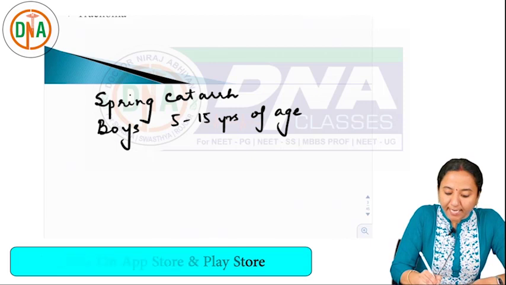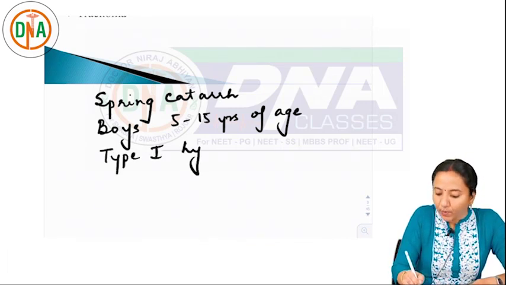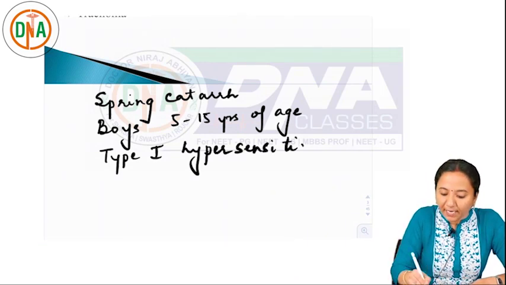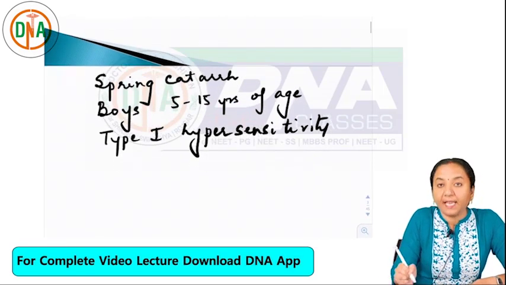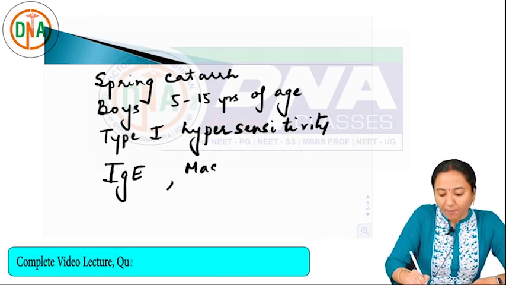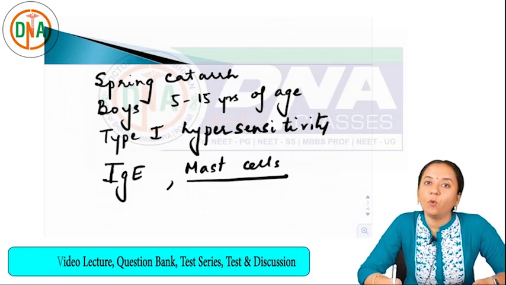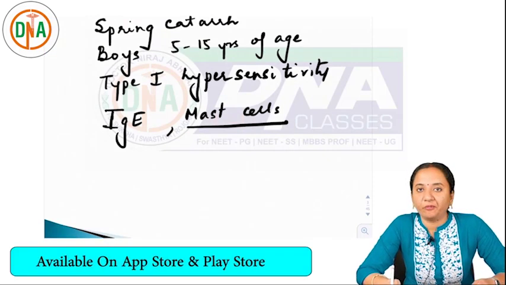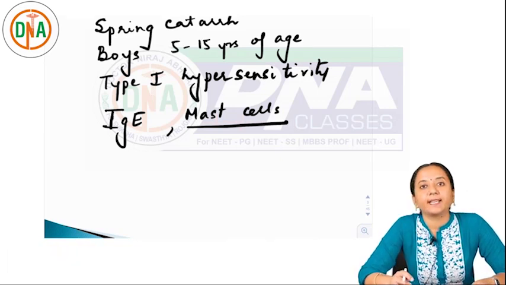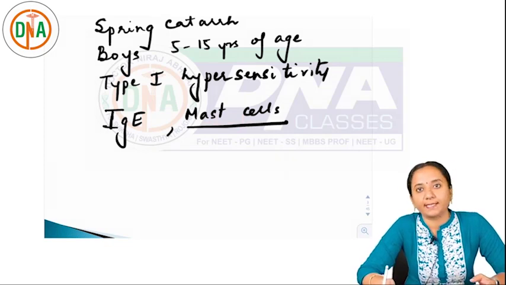It is a type 1 hypersensitivity, important for MCQ. Hence, it is mediated by IgE, and the type of cells involved in this process are mast cells. Both these are also asked as questions. Now what are the clinical features of VKC or vernal keratoconjunctivitis? As the name suggests, it is a keratoconjunctivitis, meaning it involves the cornea as well as the conjunctiva.